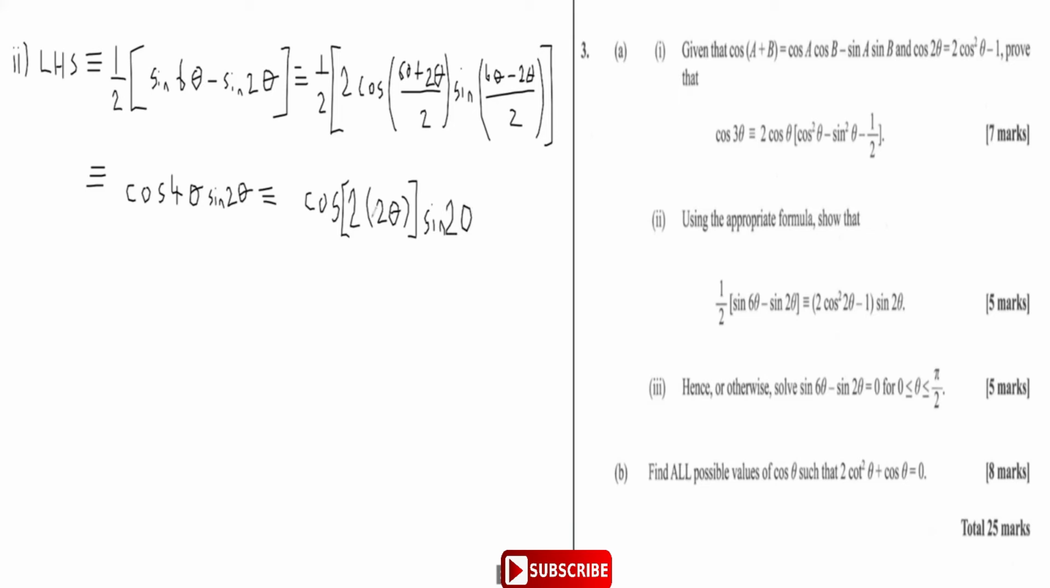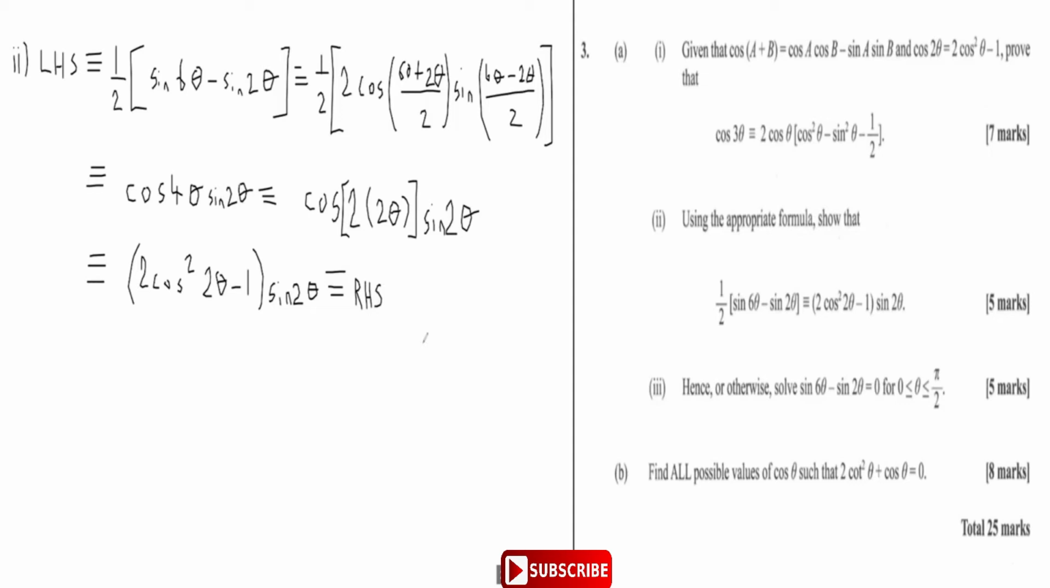All right. Then what is the cos of 2x? That's 2 cos square x minus 1. So this is going to work out to be 2 times cos square 2 theta minus 1. And all of this is, of course, multiplied by sine 2 theta, which is equivalent to the right-hand side. Nice and easy. All right? And so that takes care of part 2.